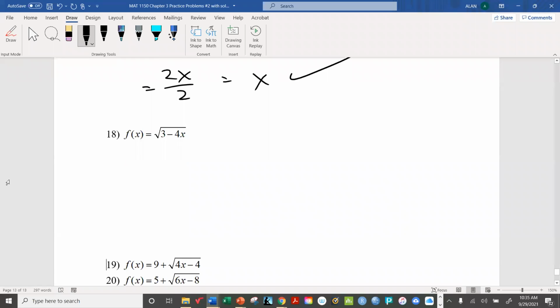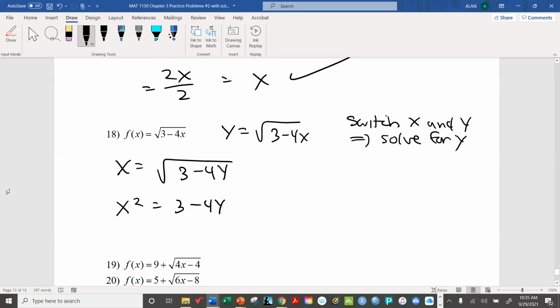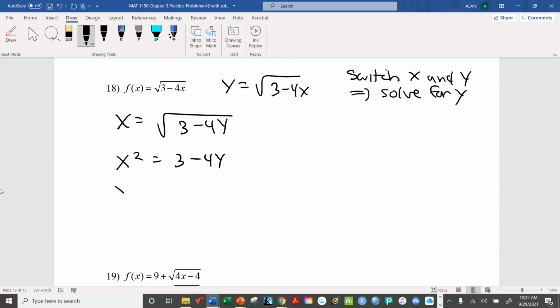All right, now for this one, same principle. If you write this as y equals radical 3 minus 4x, if you swap the x and the y and then solve for y, you'll have x is radical 3 minus 4y. x squared is 3 minus 4y. And that we can just divide out by the negative 4.